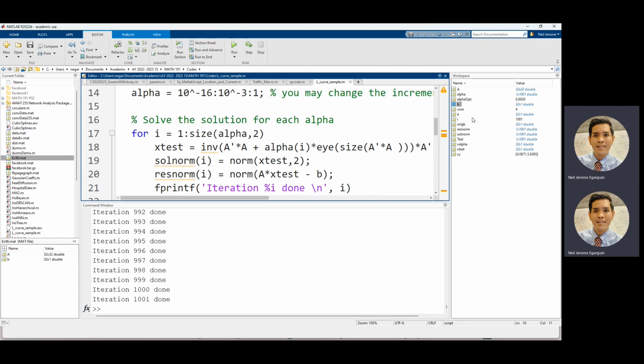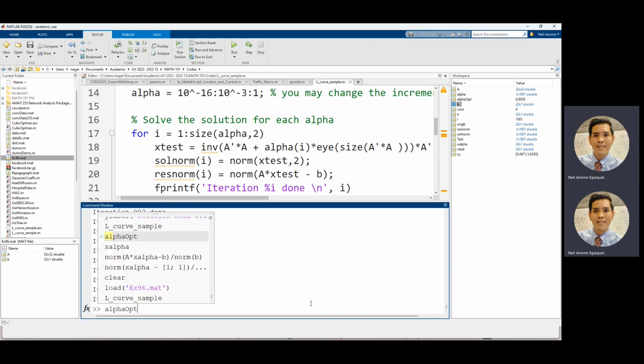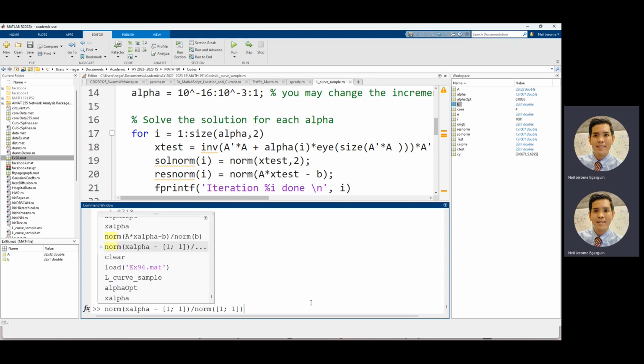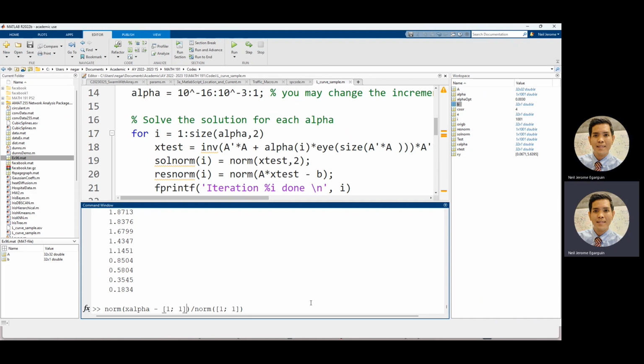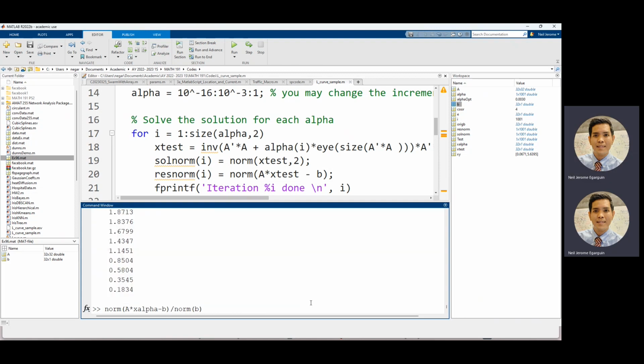So yeah, the X alpha that we get is the optimal alpha. Alpha optimal is 0.003. The X alpha that I got is this long vector over here. Okay. Then I want to see the accuracy. Did we model the noise data well? Well, you compute the relative error. So get X alpha minus, sorry, this is not the norm I'm looking for. Yeah, this is A times X alpha minus B over norm B.